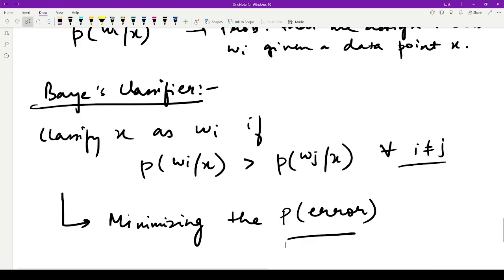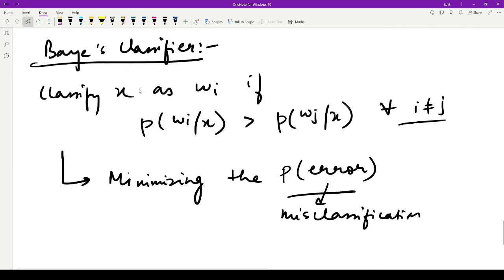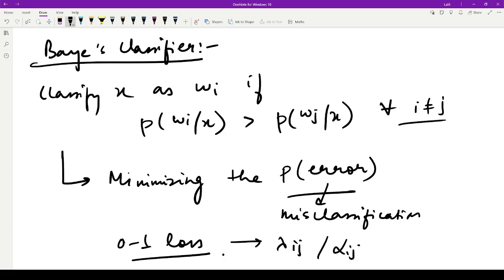Well, the probability of error here is misclassification. To be specific, it is minimizing it under the case where you take 0, 1 loss. 0, 1 loss means if it's misclassified, you assign a loss of 1, and if you classify it properly, you assign a loss of 0. So this was the same as lambda ij or alpha ij that was used in the class.